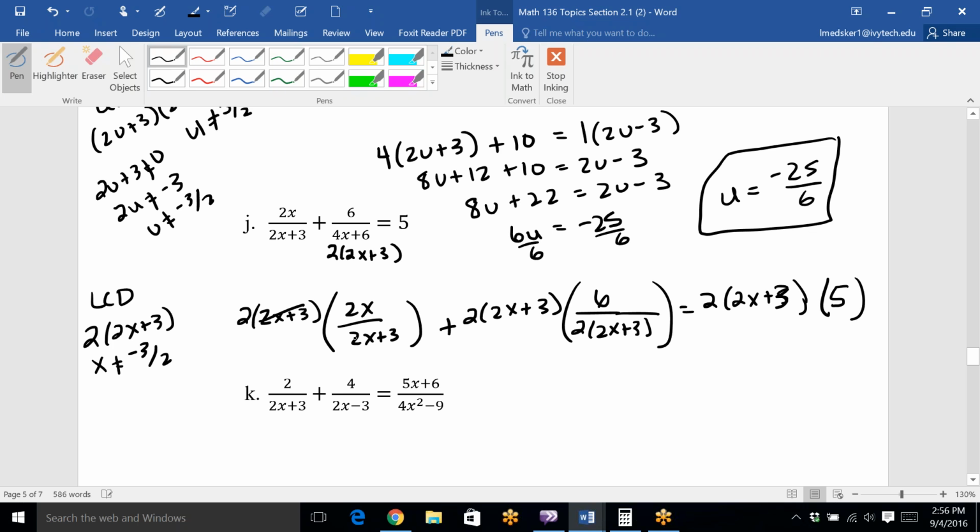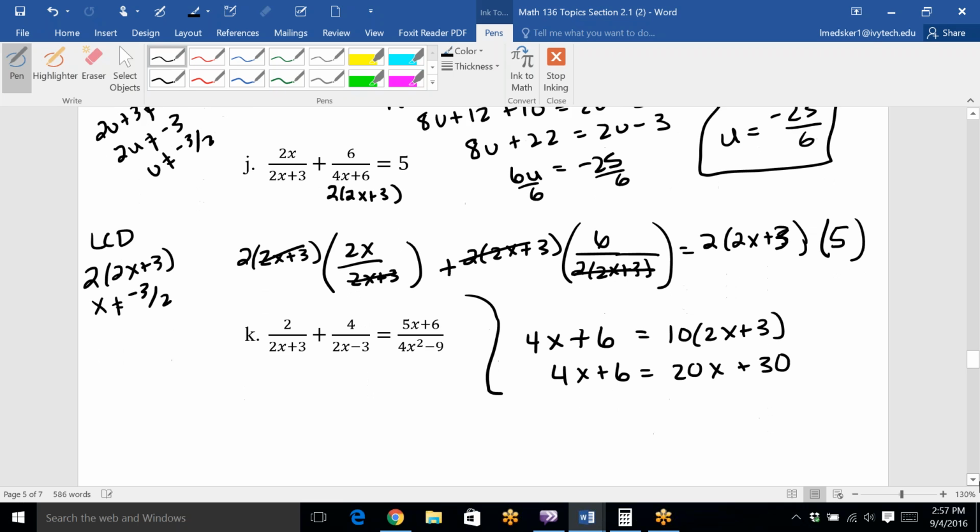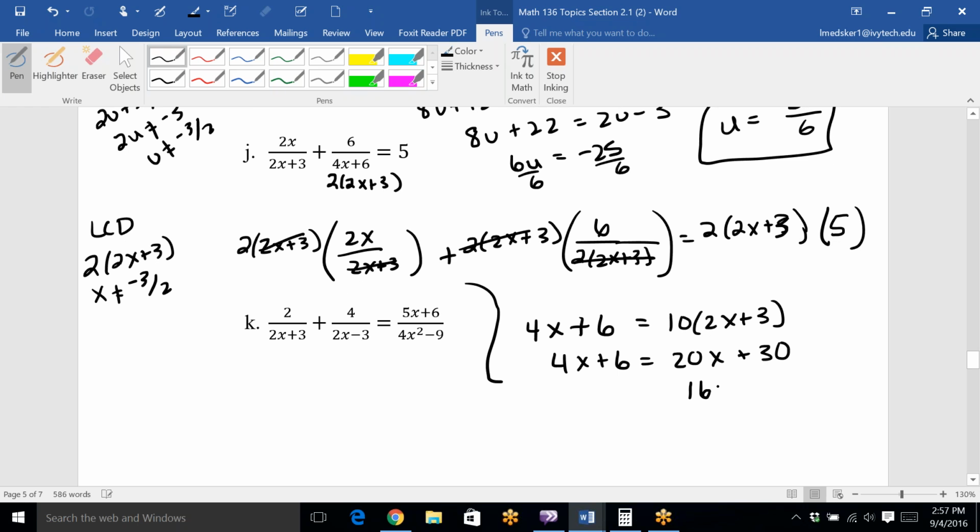So in this first one, the 2x plus 3's are gone. You get 2 times 2x, which would be 4x. This one, the whole denominator cancels, so that just leaves me with plus 6. Over here, you have a 10, 5 times 2, and you need to distribute that to 2x plus 3. So that would make that 20x plus 30. I would subtract 4x over and get 16x. Subtract 30 over and get negative 24.